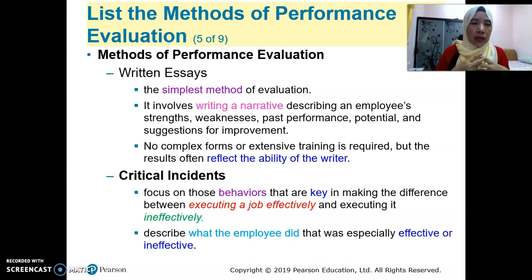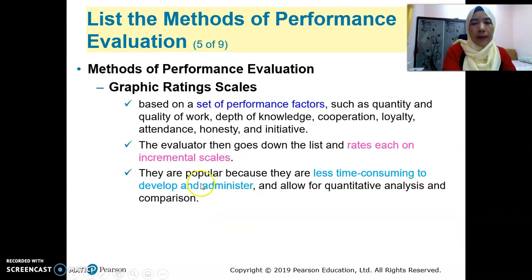So they ask the employees to write about the task performance that they consider effective. For the other one, they ask the employees to write about the task performed that is considered ineffective. So describe what the employees did that was especially effective or ineffective. They just want to know the difference between effective and ineffective, and they will decide based on these critical incidents of two things, that means effective and ineffective.